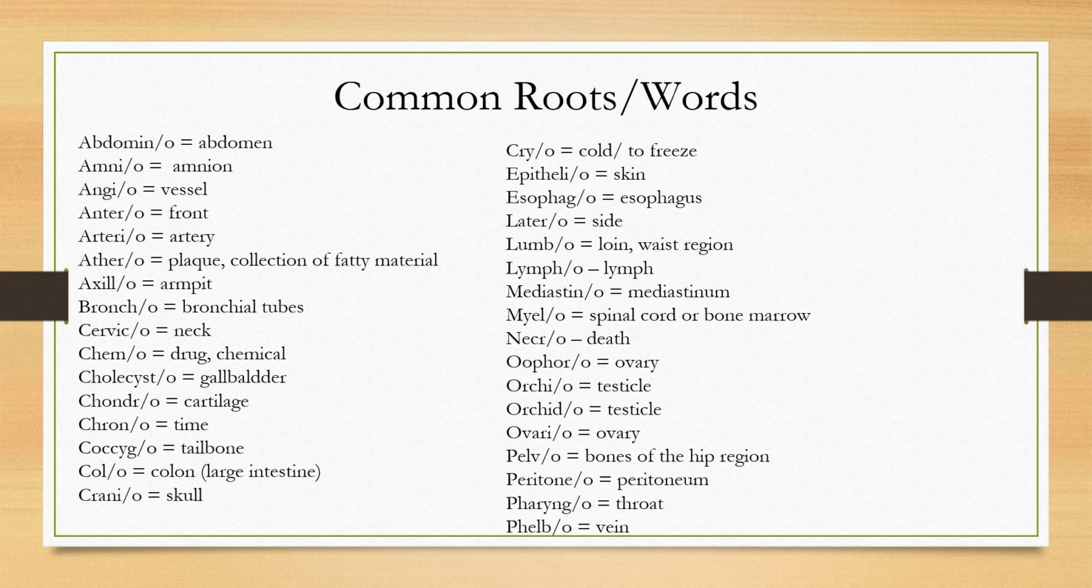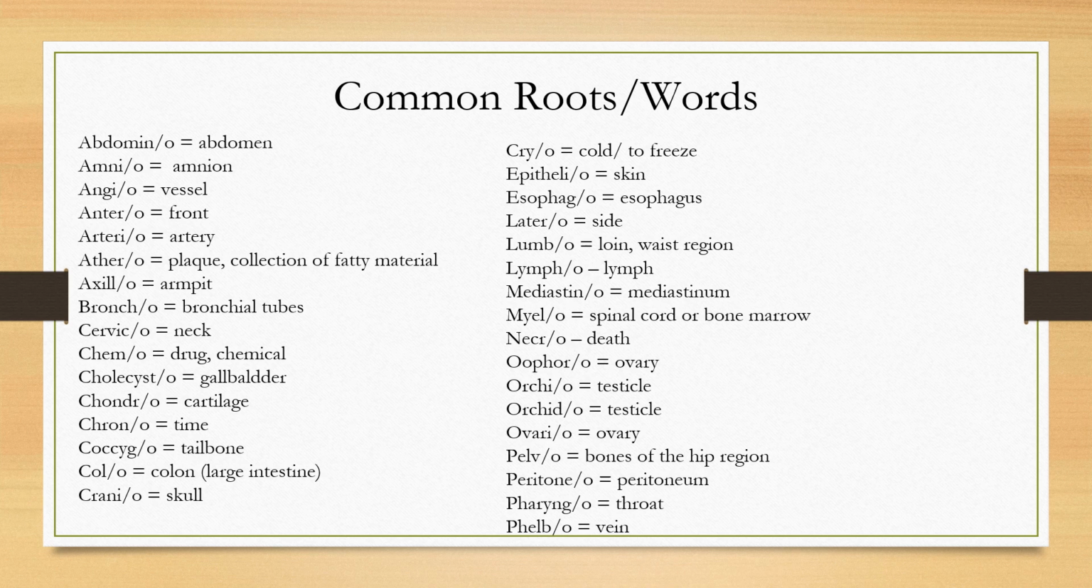Chemo, this is drugs or chemicals. Cholecysto, remember we already talked about this. This is your gallbladder. Chondro is your cartilage, so we'll talk more about that in your musculoskeletal system and anatomy. Chrono, this refers to time. Coccygo, this talks about your tailbone. Colo refers to your colon or your large intestine. Cranio, this refers to your skull. Cryo, this is to be cold or frozen.